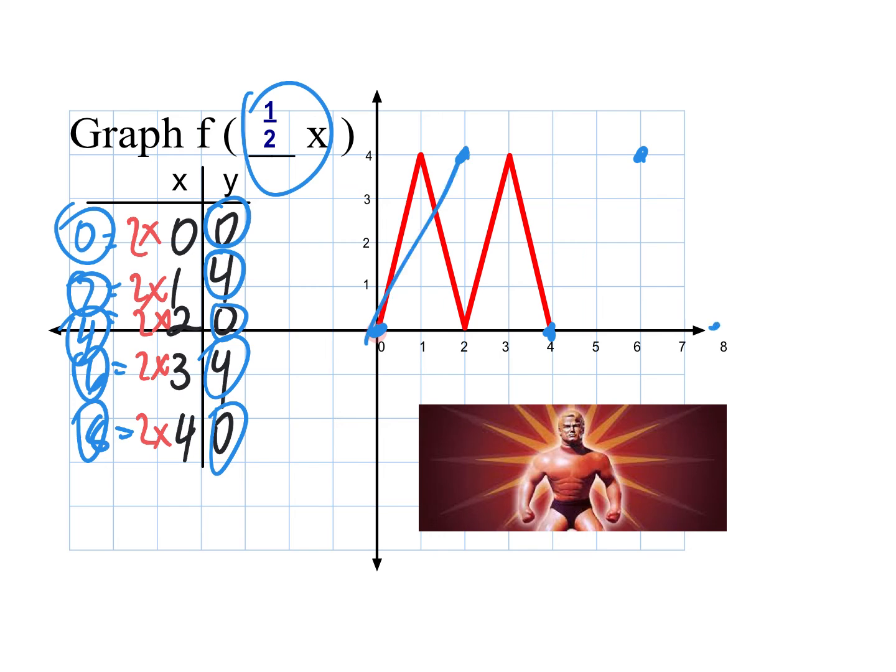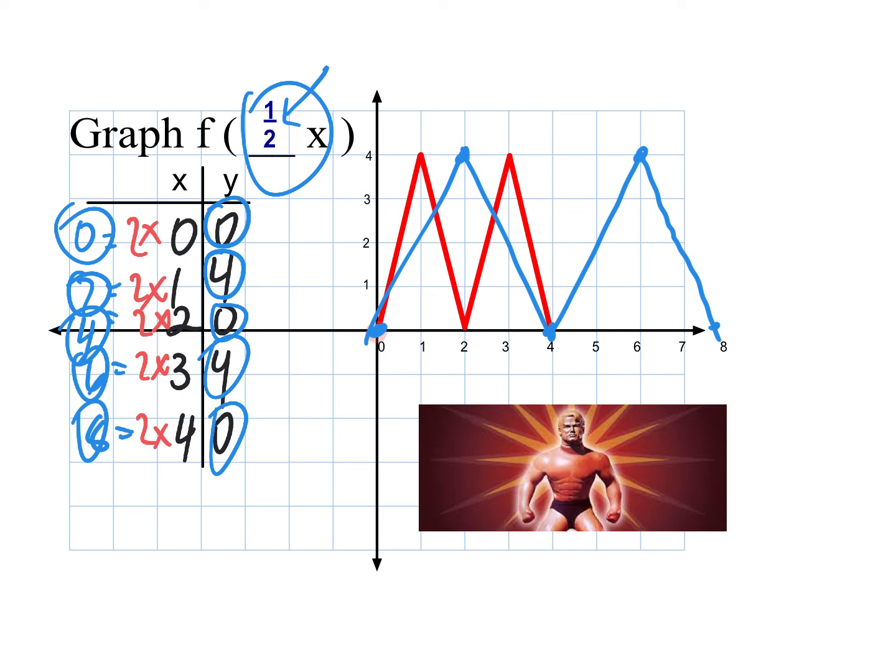As you look back on it, did it get taller? No. What did it get? Wider. It seemed like it should have been half as wide, but it wasn't. It was twice as wide.